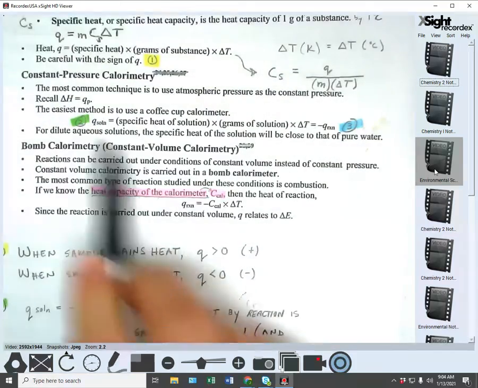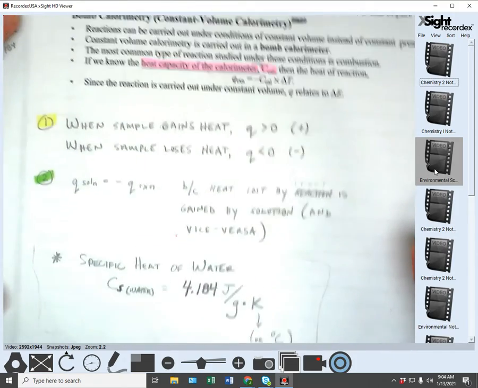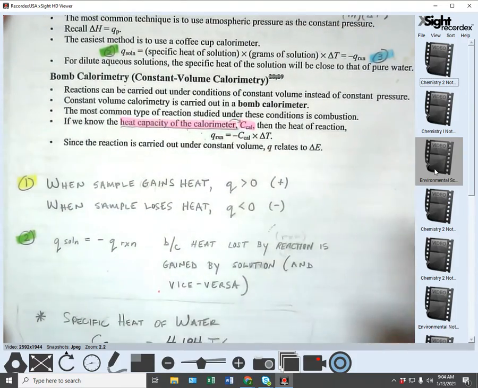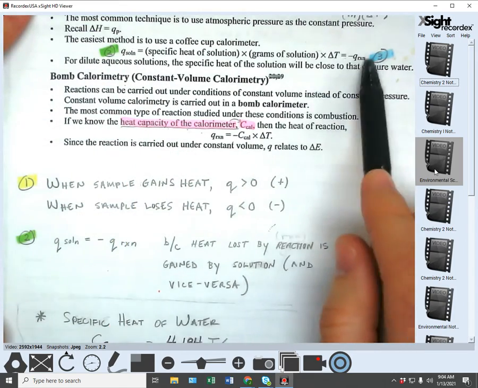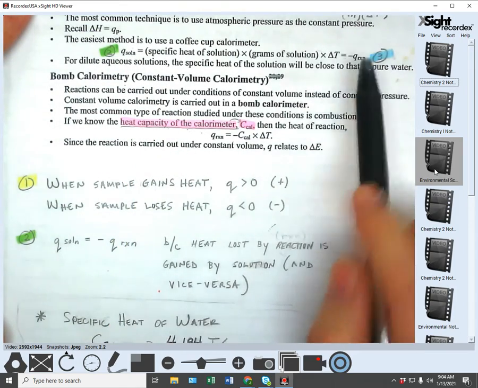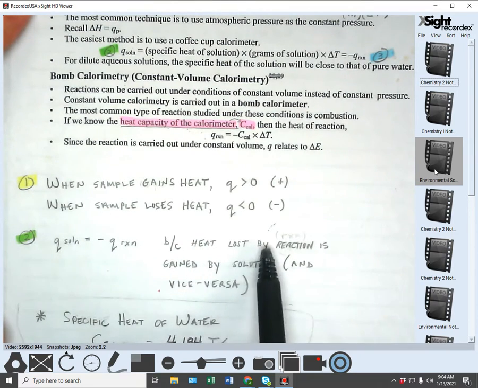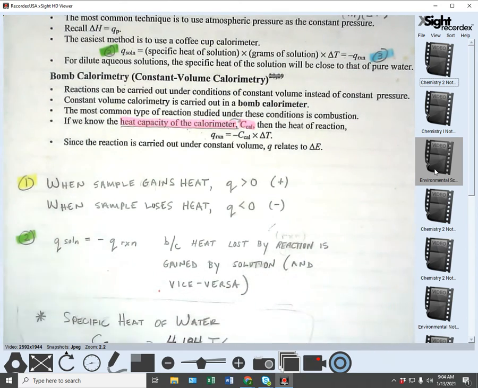Now, notice I have a number 2 with the green highlight here. That's this part down here. The Q, the heat of the solution, is equal to the negative heat of the reaction because the heat lost by the reaction is gained by the solution and vice versa. This is the concept of the system and the surroundings.